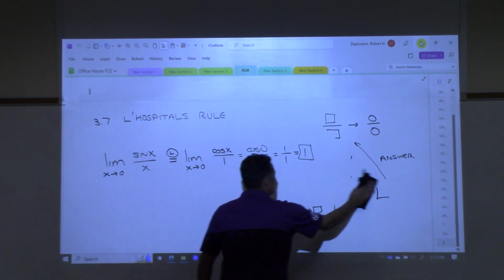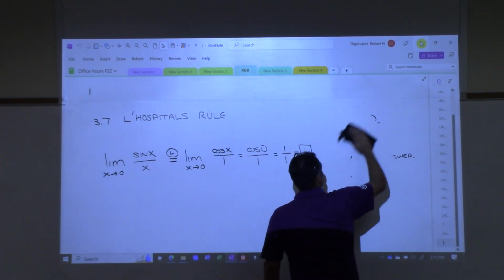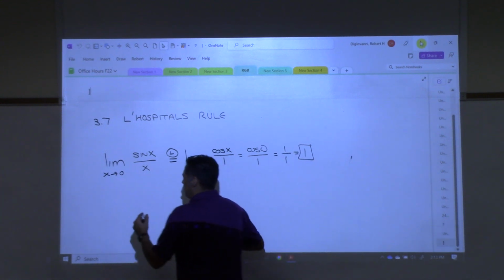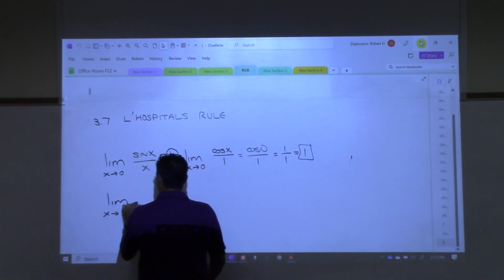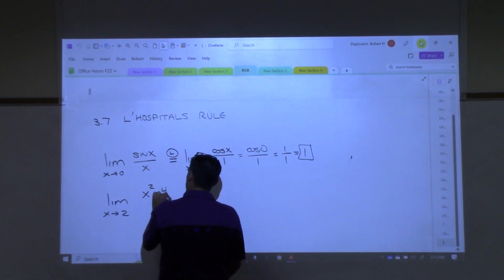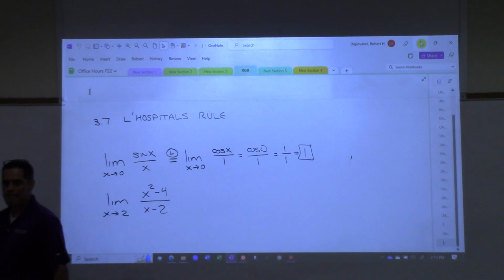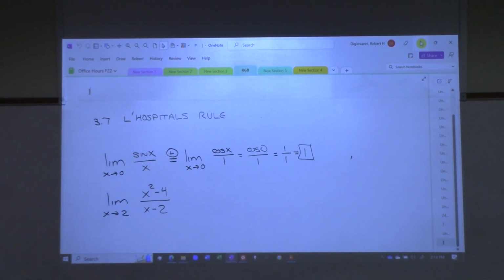Let me give you another one. So what about this? This is one that we did way back in the beginning as well. One of the first problems I ever probably gave you was something like this. Look at that one. Let x go to 2. What do you get on top? 0. What do you get on the bottom? You have 0 over 0, right?